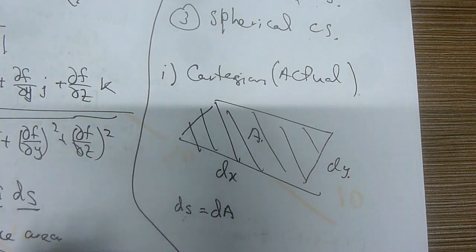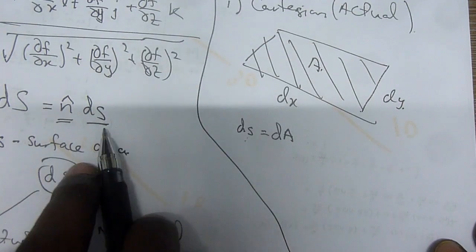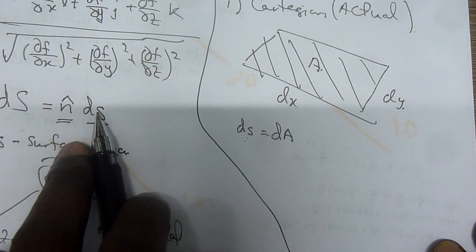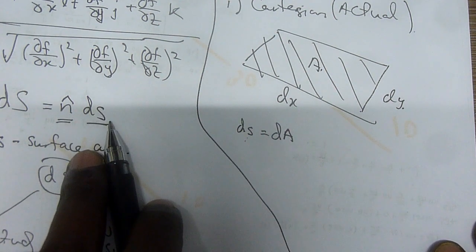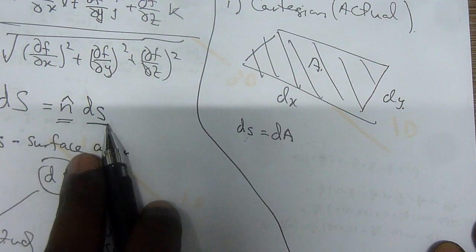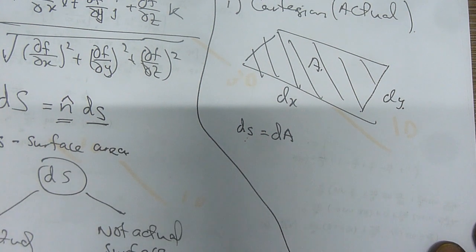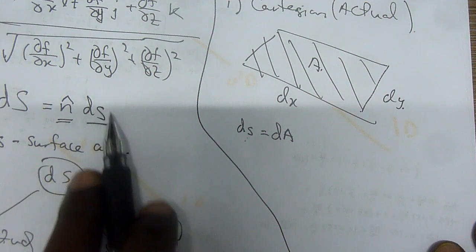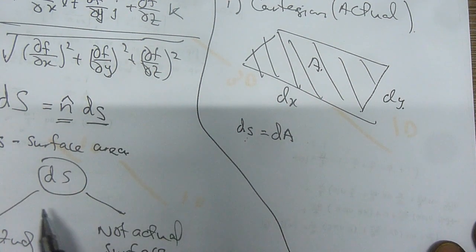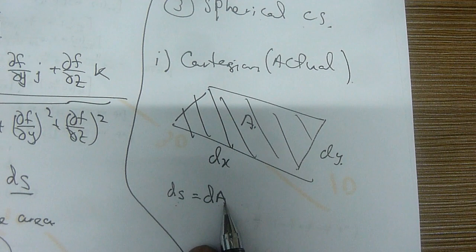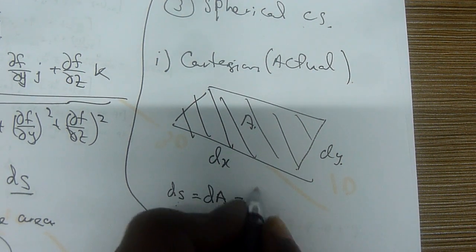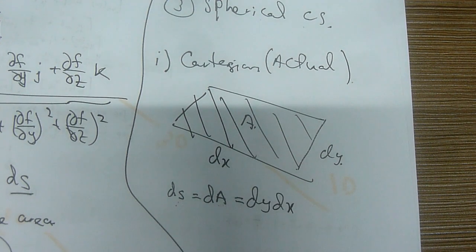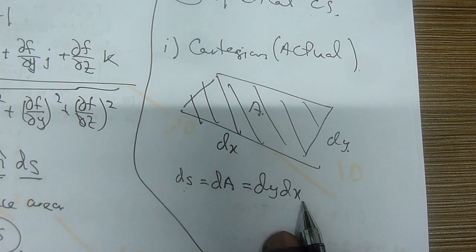Now you know why they don't use area straight away. Actually ds plays two roles. The ds stands for surface. Surface plays two roles here. One is actual, and one is not actual surface, right? Therefore, since it's actual area, we can write this as dy dx or dx dy. This is already known to you.